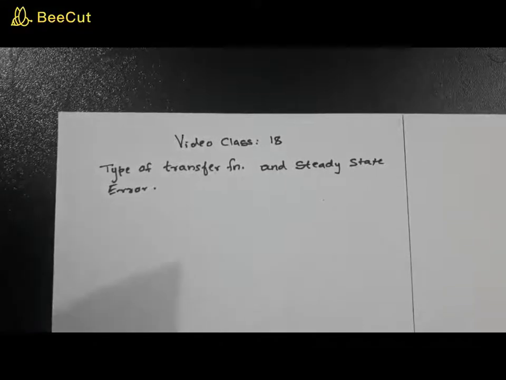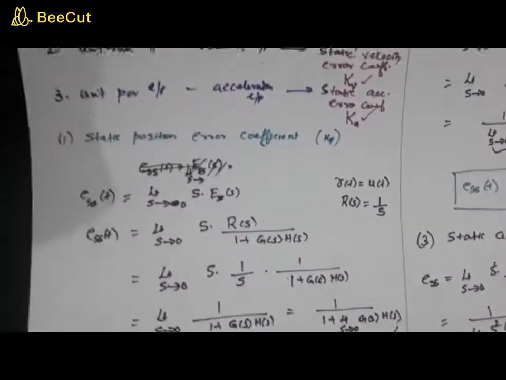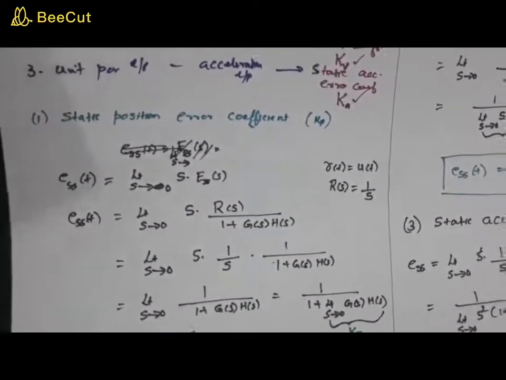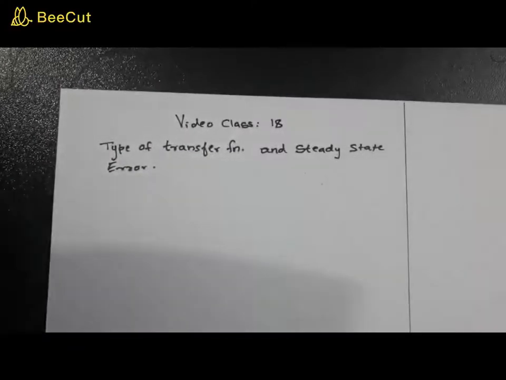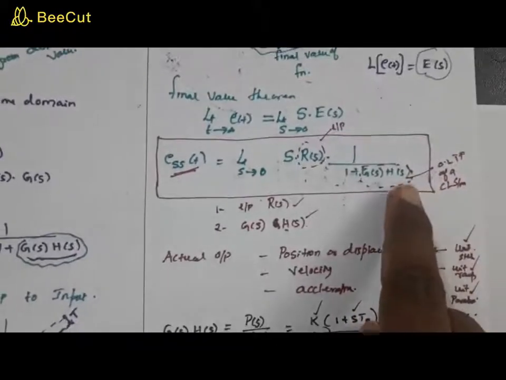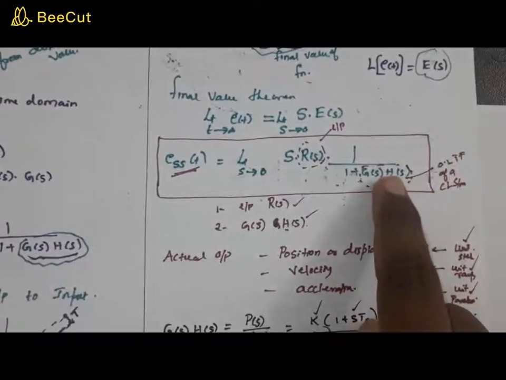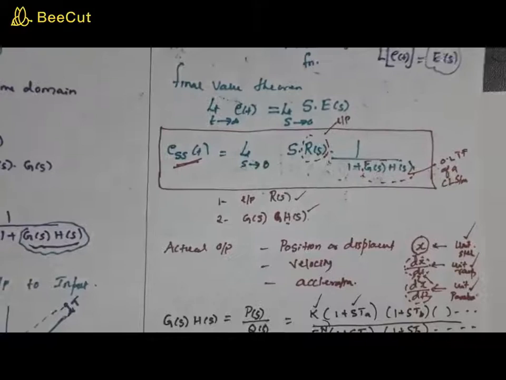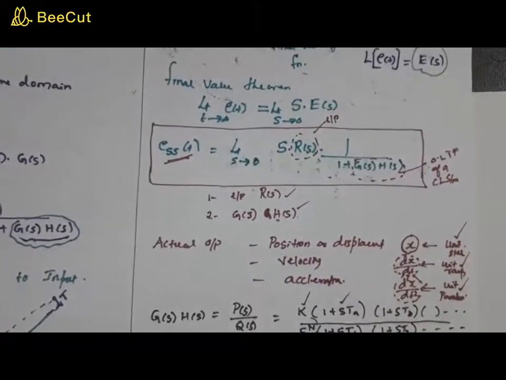In the last video, we have seen that the steady state error depends on two things. One is the input, the other one is the G(s)H(s). Now, G(s)H(s) is actually called as the open loop transfer function of a closed loop system.